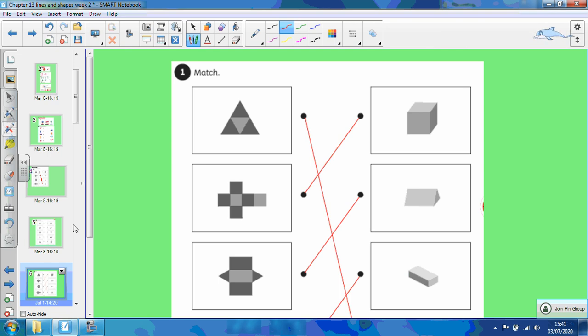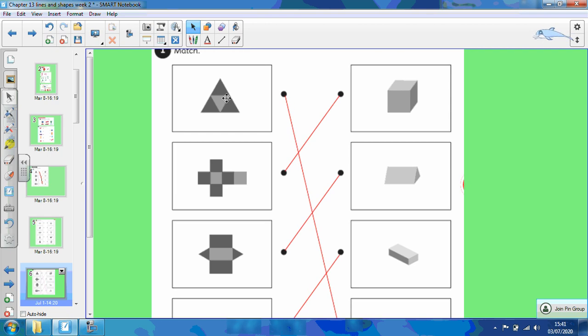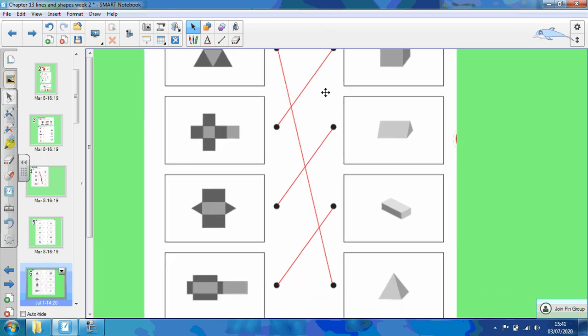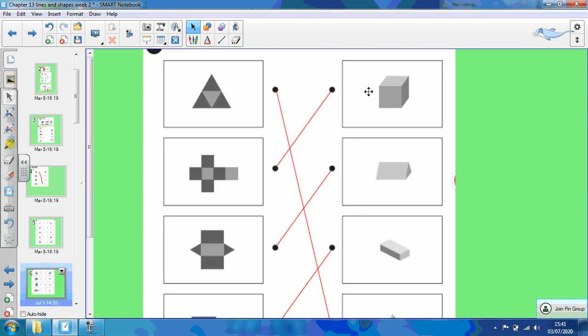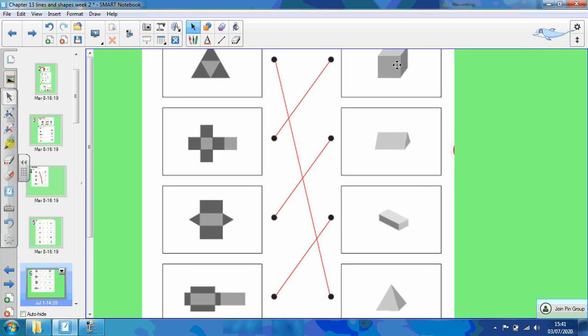Right then, quick one to whiz through. Let me just get on. So number 1, we already did this one's triangular based pyramid, which goes to that one. This one here is a cube. 1, 2, 3, 4, 5, 6 faces. 6 square faces make a cube.